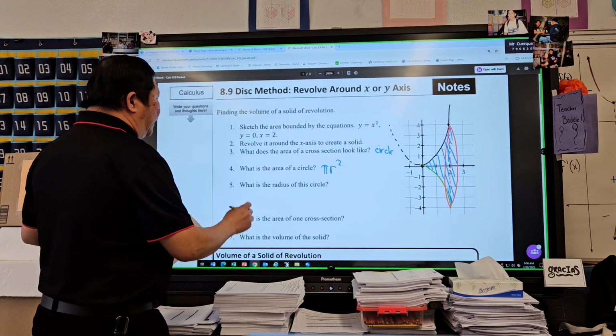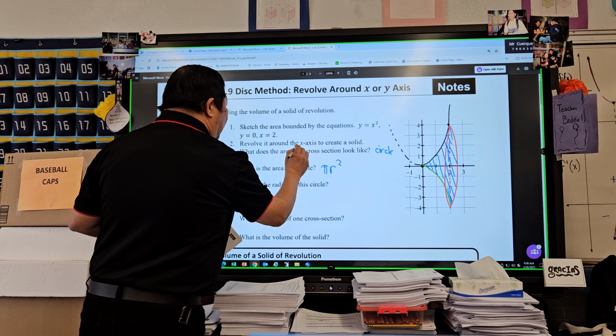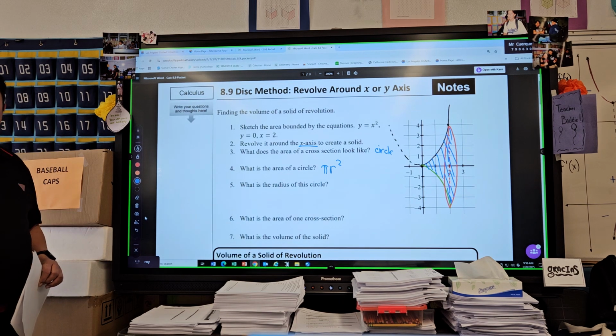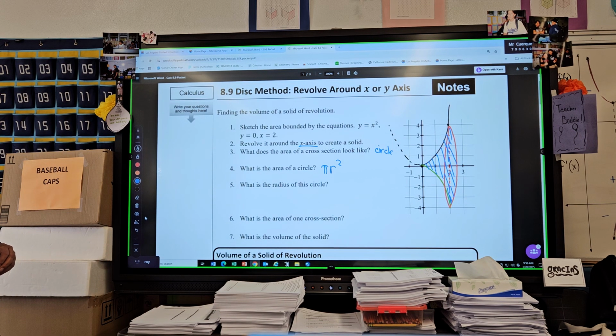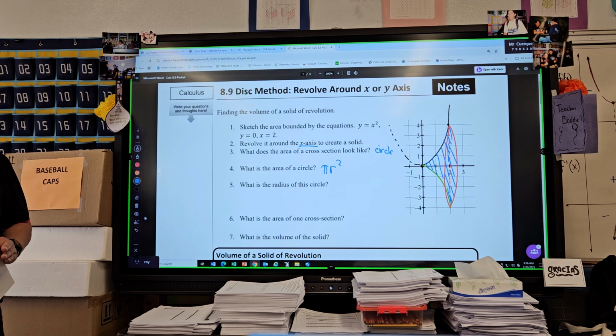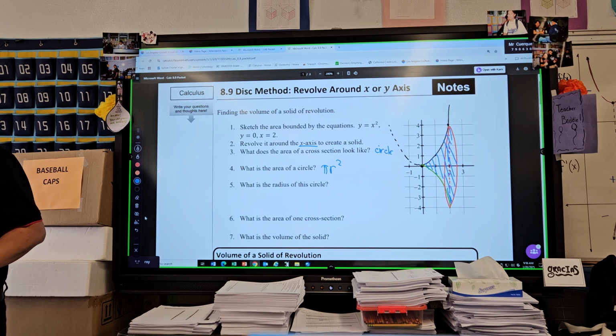So again, we revolve about the x-axis. The revolution is on the x-axis. Next, what is the radius of the circle? What is now the radius of the circle? 1, 2, 3. So the radius of the circle, we call it r of x. R refers to the radius.